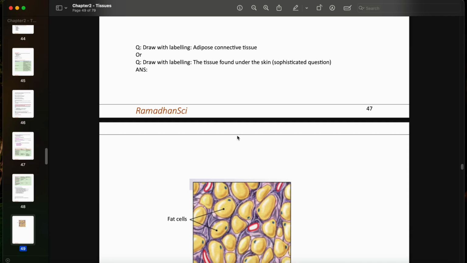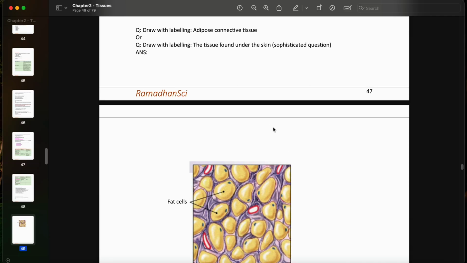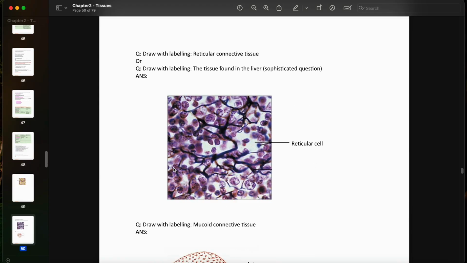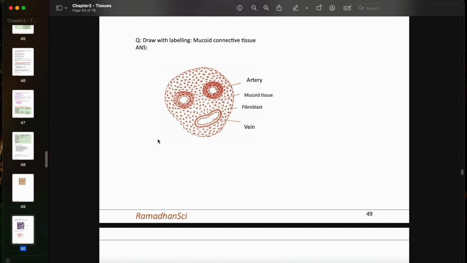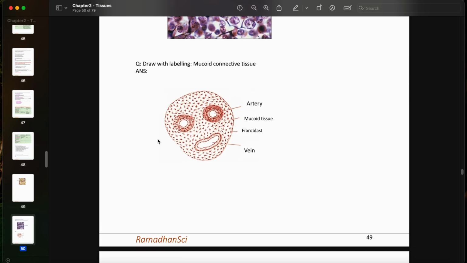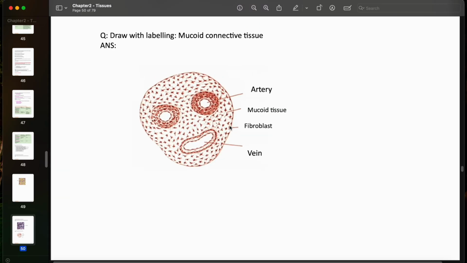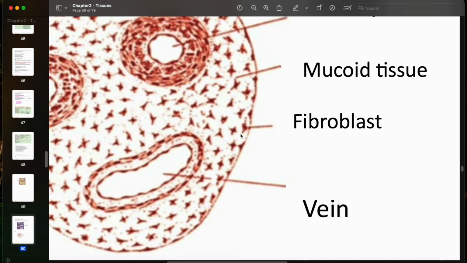You can have a question telling you to draw the adipose connective tissue. Drawing questions. Here we have the reticular connective tissue, and here we have the mucoid connective tissue. Here being artery, and here we have the vein, and the mucoid tissue, and then the fibroblasts. They're star-shaped fibroblasts.